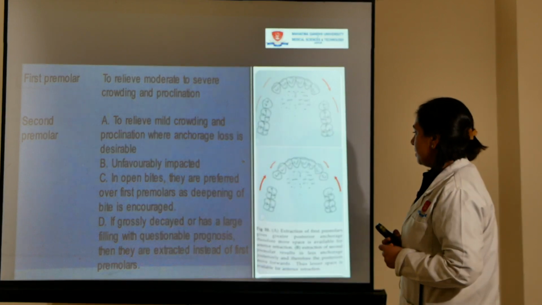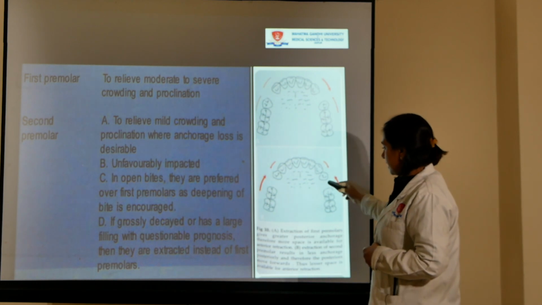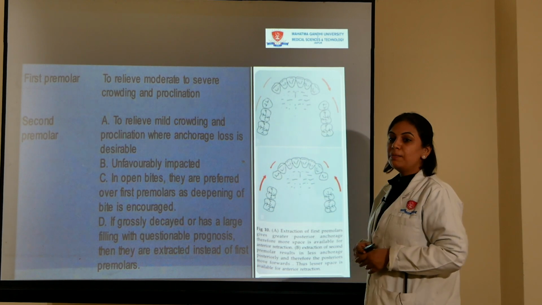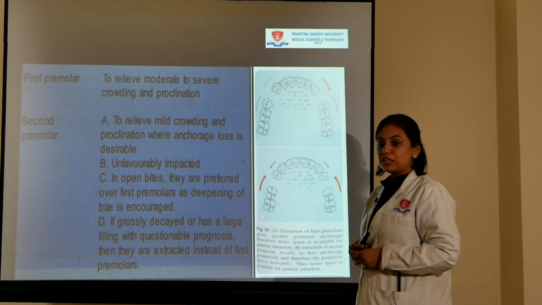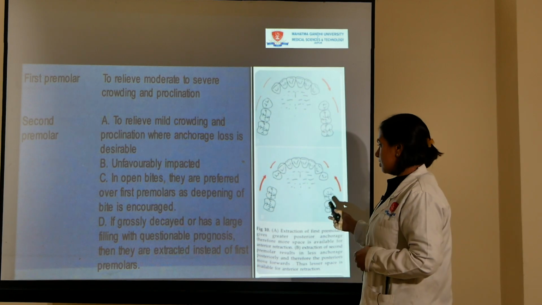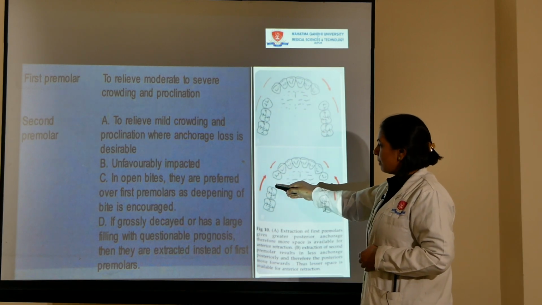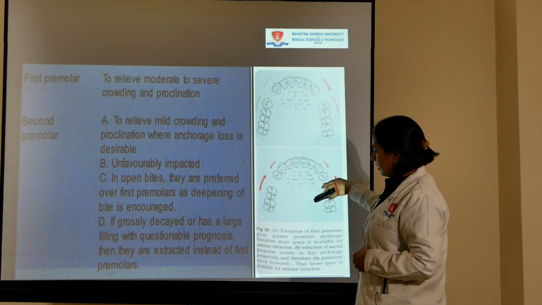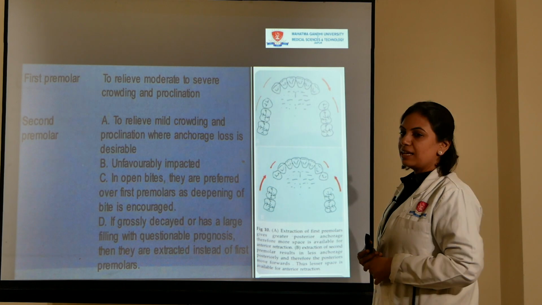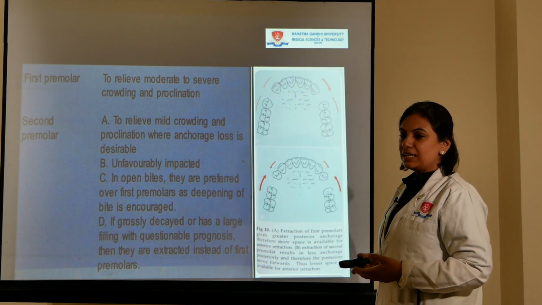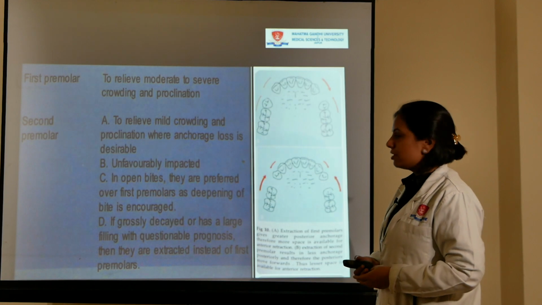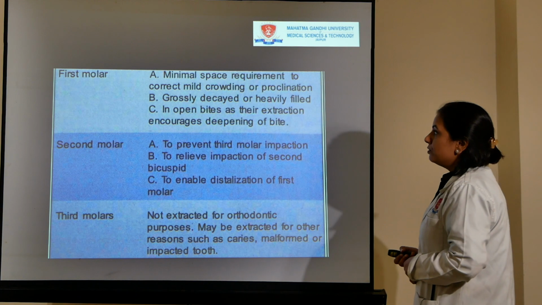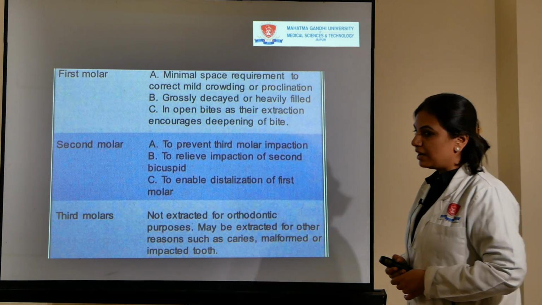Then comes the second premolar. In case of extraction of second premolars, the anchorage unit becomes a little weak. So mostly when there is very mild crowding and we do not want the facial profile of the patient to change, we extract fives and use it mildly for retraction and correction of crowding and mostly for loss of anchorage. Or in case the second premolar is grossly decayed or severely out of the arch, then we would go for second premolar extraction.